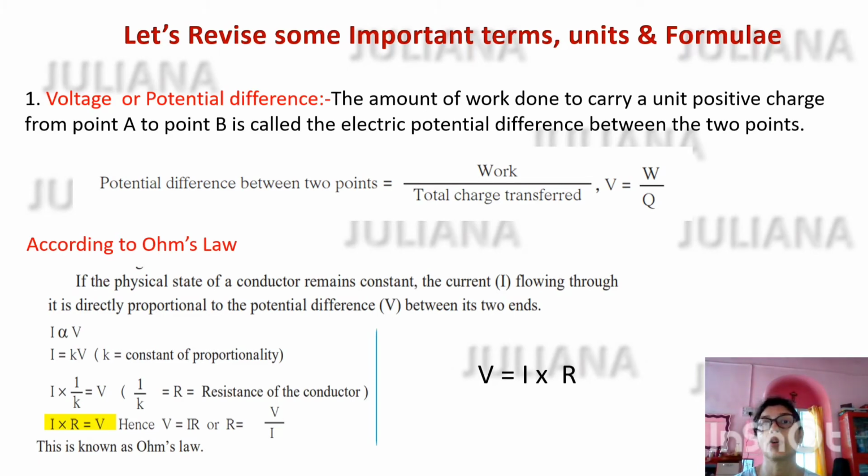So you have two formulas. Whenever we solve any problem, we need to remember what is given, what is asked, and accordingly we need to use the formula. If current is given, we cannot use the formula V is equal to W upon Q. Then we have to use the formula V is equal to I into R, that is, voltage, potential difference, is equal to current into the resistance.